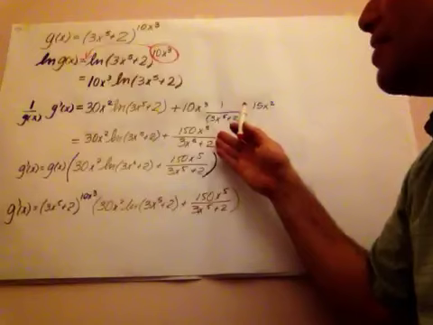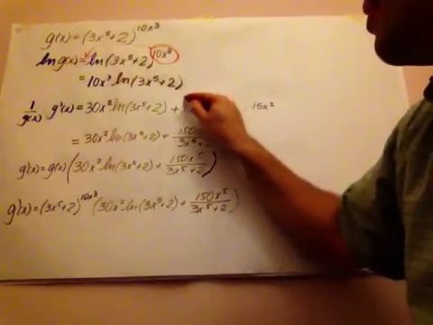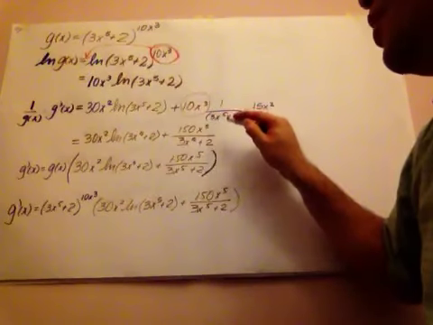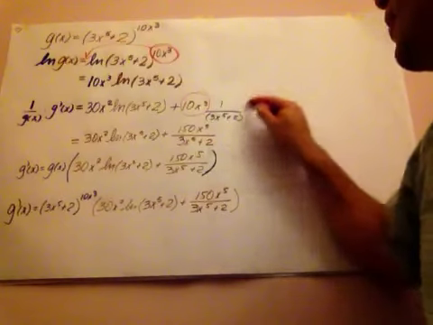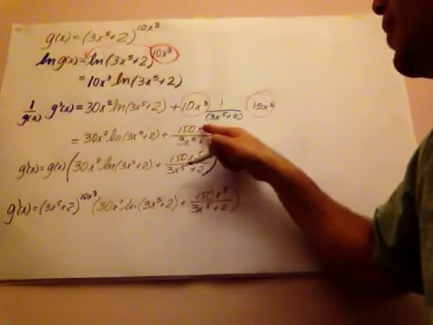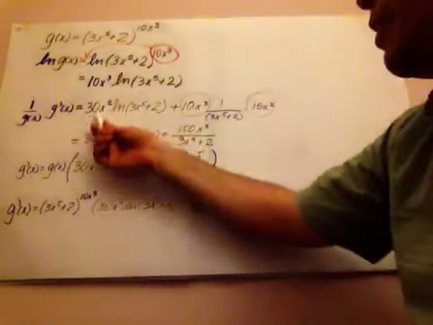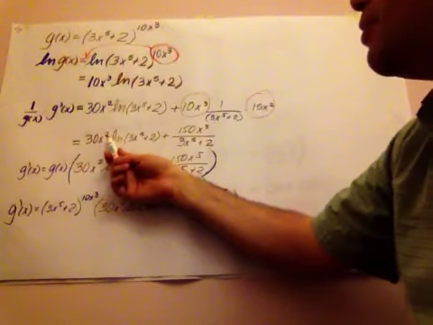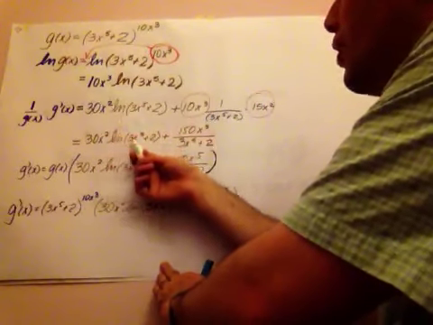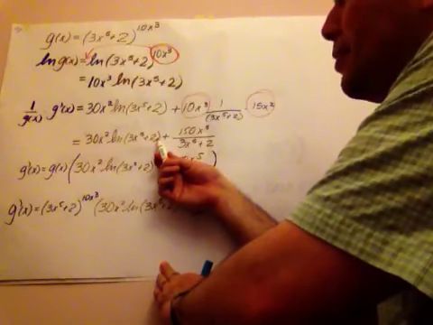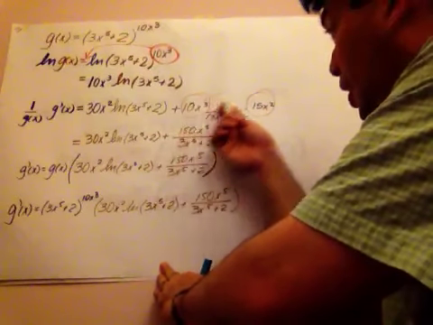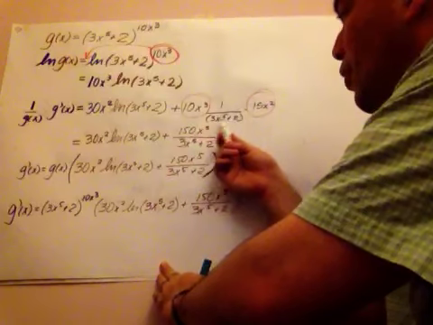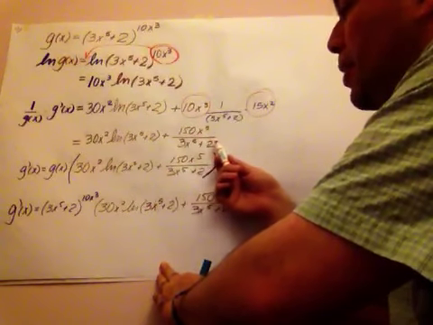Then we try to simplify. The only thing that can simplify here is 10x cubed times 15x squared, which is 150x to the fifth. So we get the same 30x squared times the natural logarithm of 3x to the fifth plus 2, plus 150x to the fifth over 3x to the fifth plus 2.